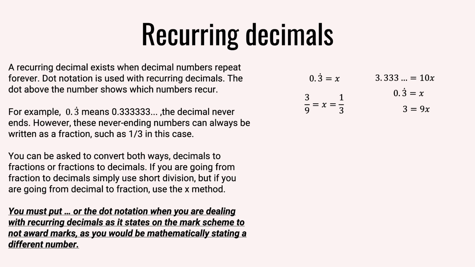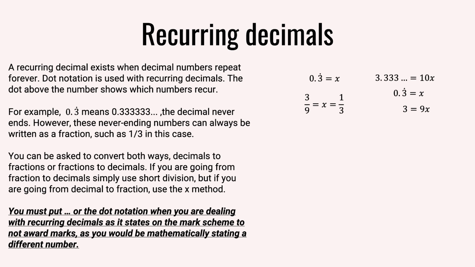So here I've used a 0.3 recurring example, and again, I put 0.3 recurring equals x, and then I've times it by 10 to get 3.3 recurring equals 10x. And as I have 0.3 recurring equals x, I do 10x minus x to get 9x, because then I've got rid of all my decimals, and I'm just left with an integer. So I get 3 equals 9x, divide by 9 to get x on its own, so 3 over 9 equals x, and that can be simplified down to a third.